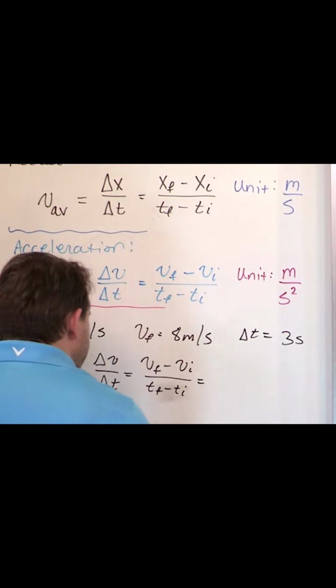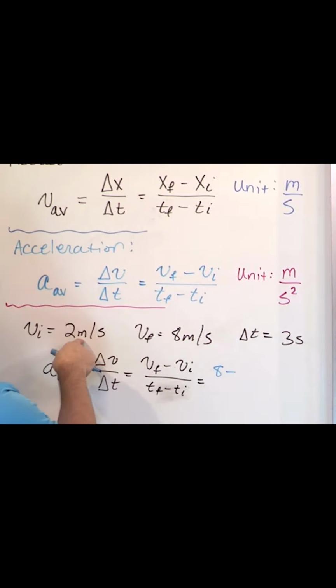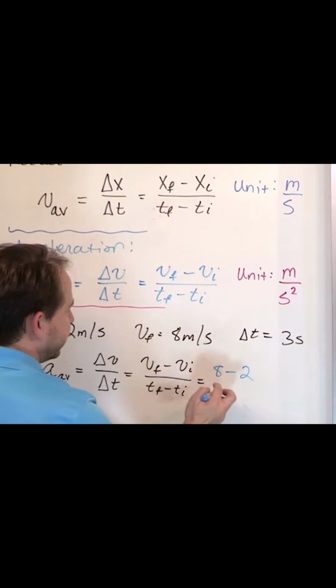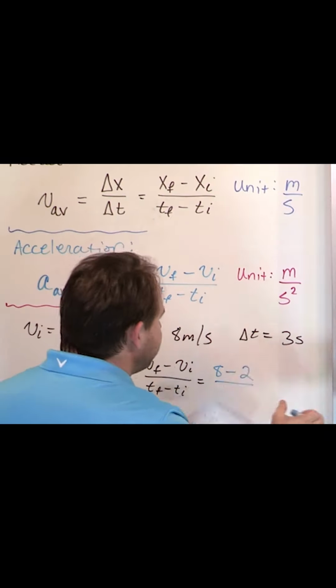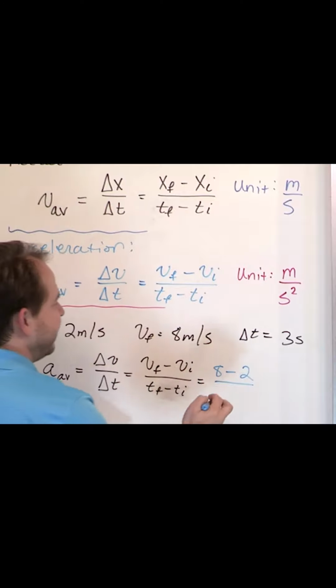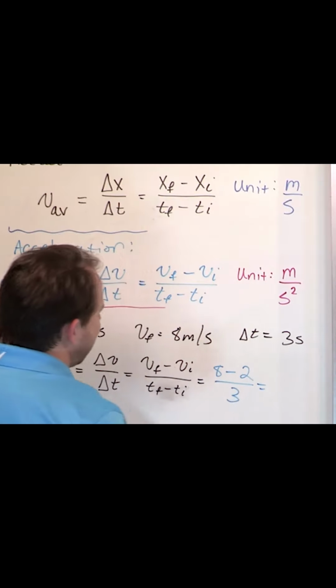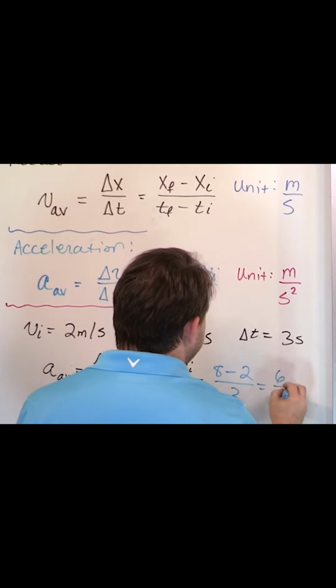So what are we going to have here? When we stick our values in, the final velocity is 8 meters per second. The initial velocity is 2 meters per second. That's substituting here. And then tf minus ti, it could be any block of time, but we know the elapsed time is 3. So the final time minus the initial time, that's the elapsed time, which is 3. So what we have here is 8 minus 2, which is 6, divided by 3.